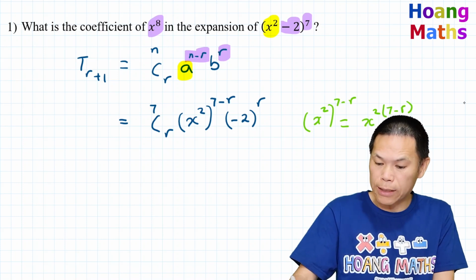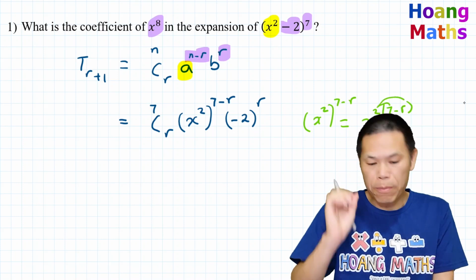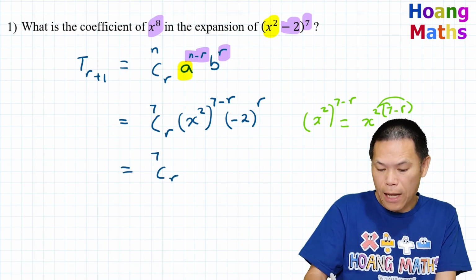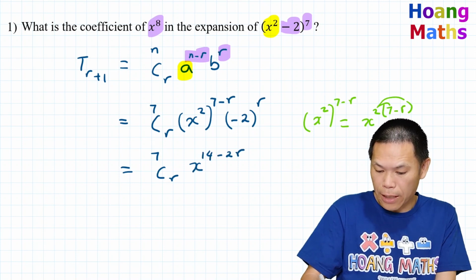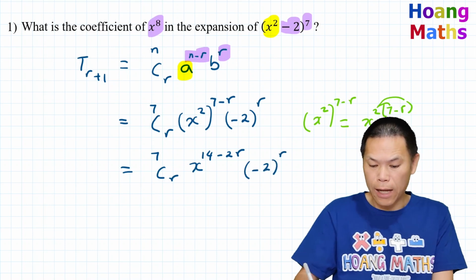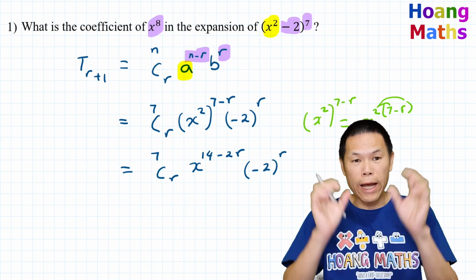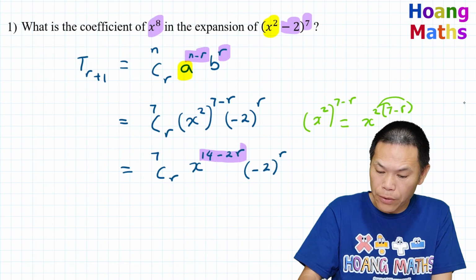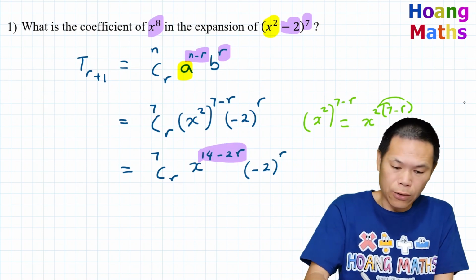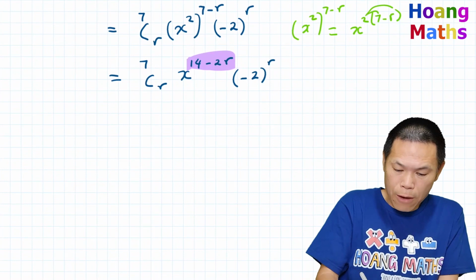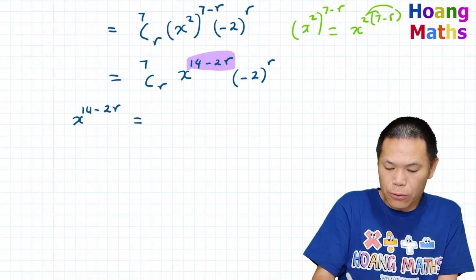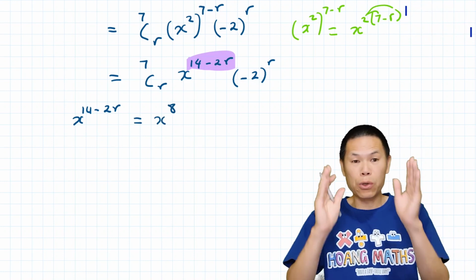And I can just expand this out. So that will give me 14 minus 2r. So let me just write that on here. So 7Cr x to the power of 14 minus 2r, and then we have negative 2 to the power of r. So there you go. But then we want to work out the coefficient of x to the power of 8. So this here must equal 8. So I'll write it down here. So we have x to the power of 14 minus 2r must equal x to the power of 8 because we compare.